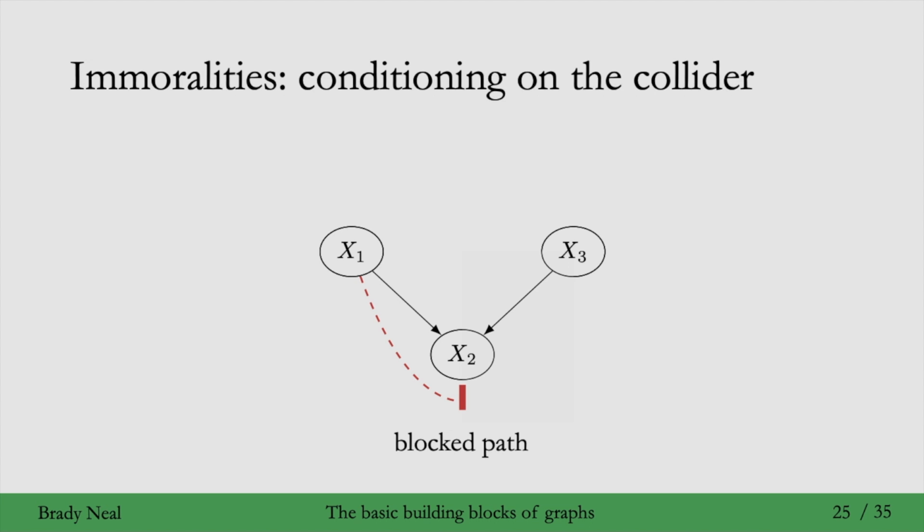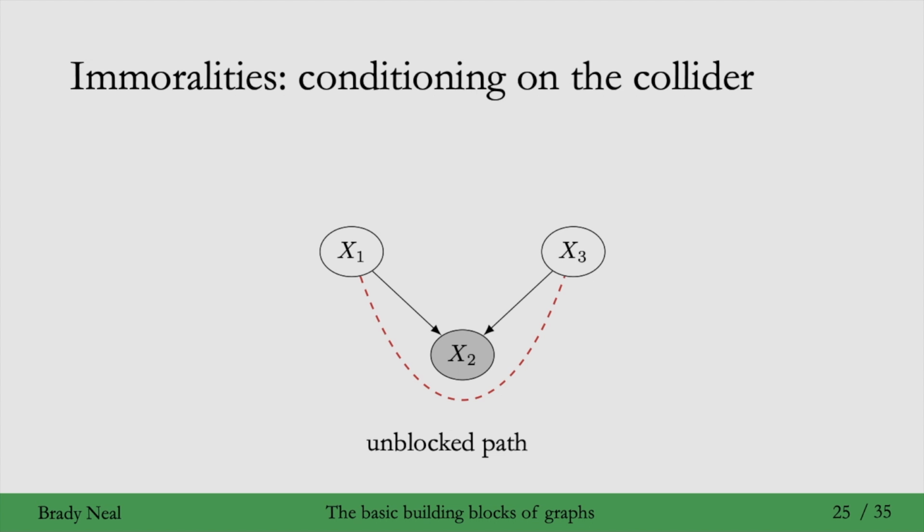And what happens if we condition on a collider? Well, something very interesting happens. So if we condition on x2, it actually unblocks the path, right? So it's the opposite of what was happening with chains and forks. So even though x1 and x3 were independent unconditionally, when we learn some information about the outcome of x2, when we condition on x2, that induces dependence between x1 and x3.